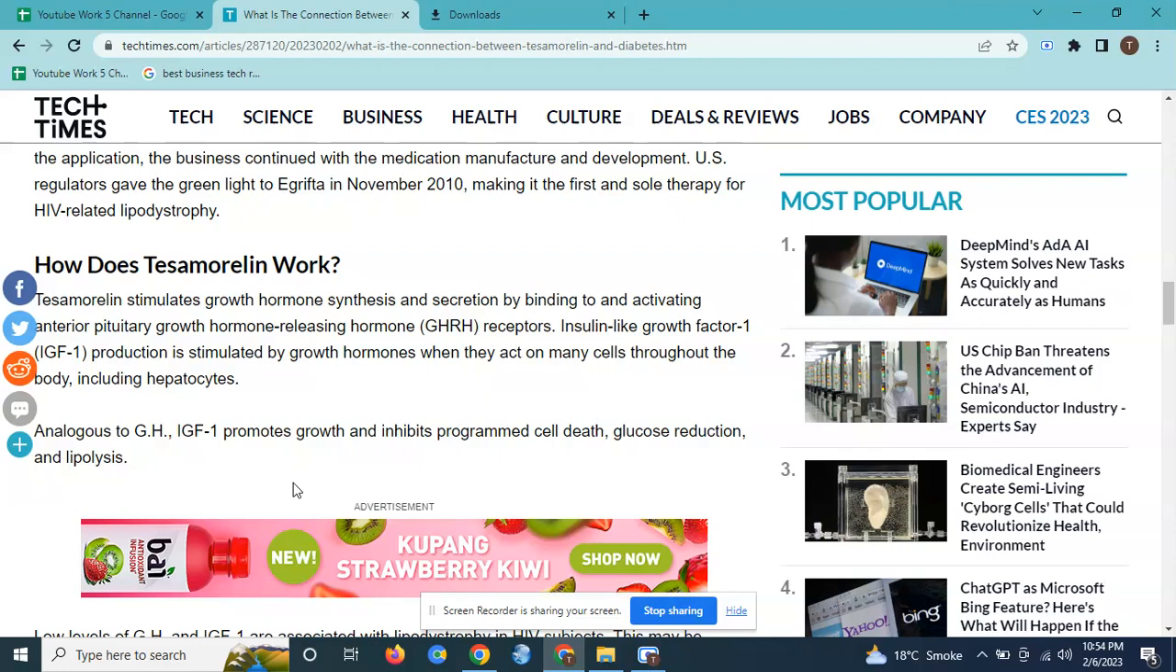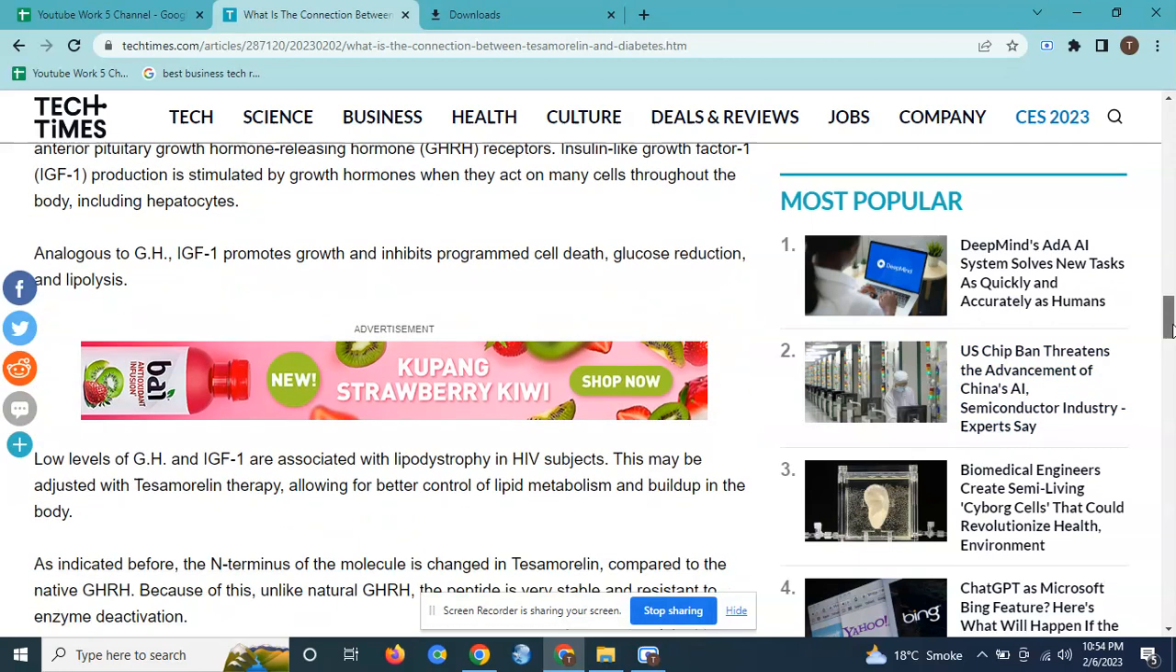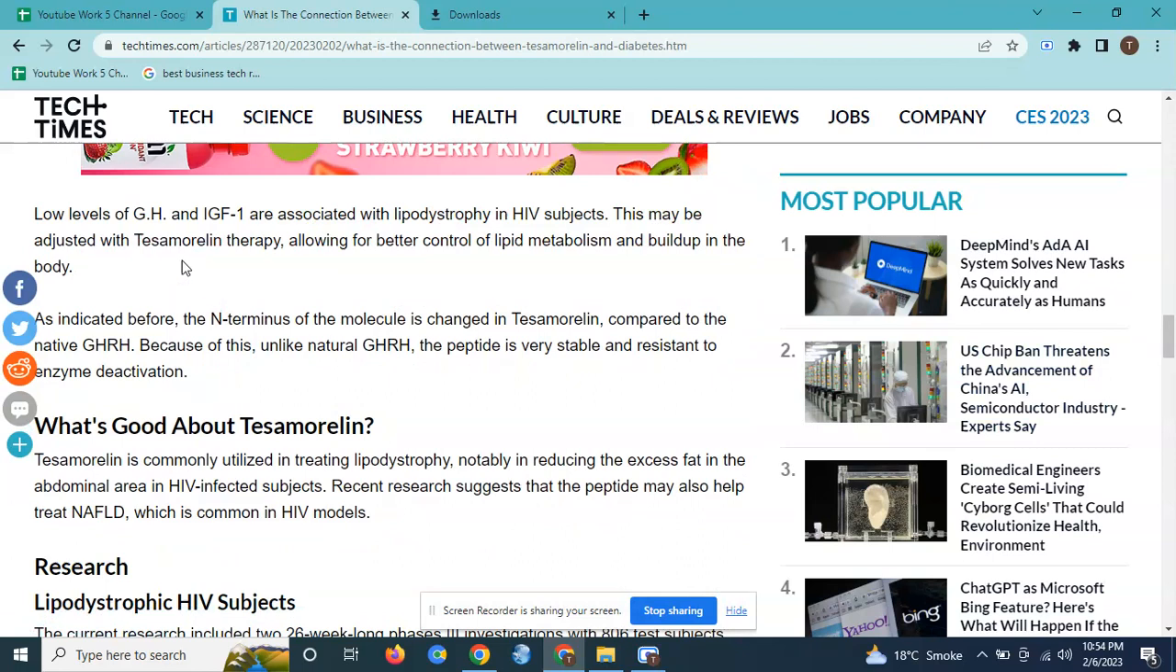Tesamorelin stimulates growth hormone synthesis and secretion by binding to and activating anterior pituitary growth hormone releasing hormone receptors. Insulin-like growth factor 1 production is stimulated by growth hormone when it acts on many cells throughout the body, including hepatocytes. Low levels of GH and IGF-1 are associated with lipodystrophy in HIV subjects. This may be adjusted with tesamorelin therapy, allowing for better control of lipid metabolism and buildup in the body.